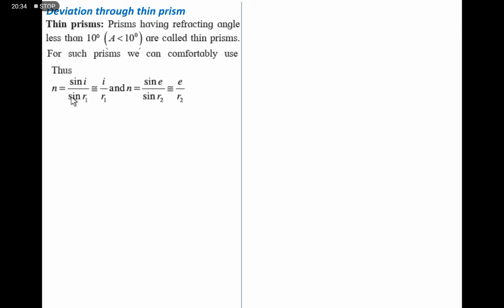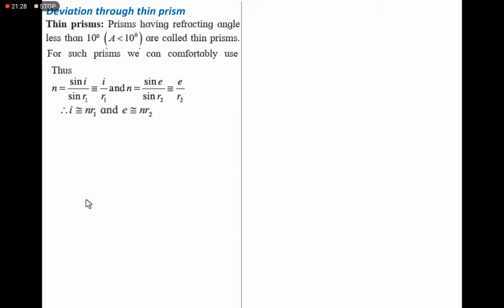Here we'll write sin I by sin R1 at the point Q, and at the point R we'll write sin E by sin R2. Here sin I becomes I and sin R1 becomes R1, because these angles are very small. Deviation through the prism is very small, less than 10 degrees for the refracting angle of the prism, so it is a thin prism. Definitely these angles will be small, and we'll consider only I instead of sin I, and R1 for sin R1. Similarly, we write E by R2. Then this becomes I is equal to n R1 and E is equal to n R2.